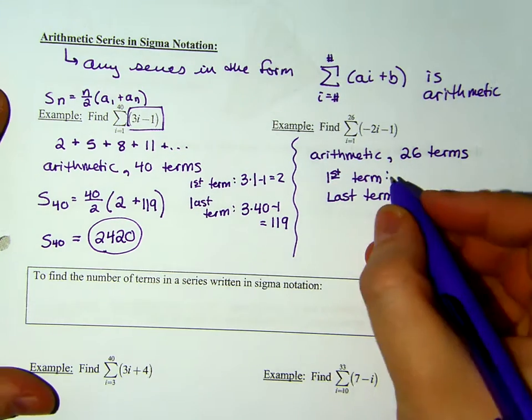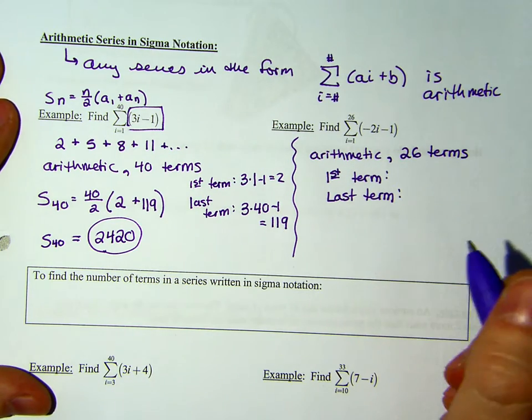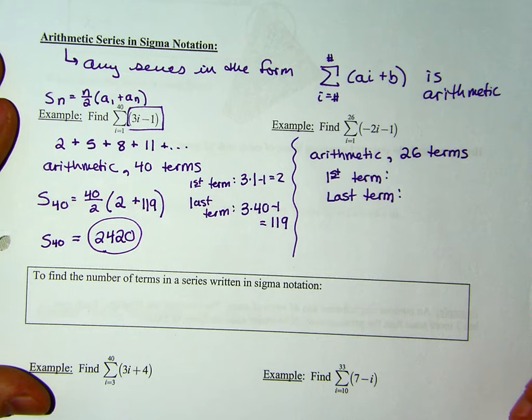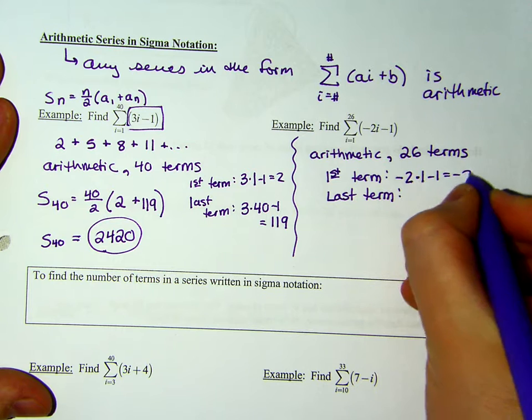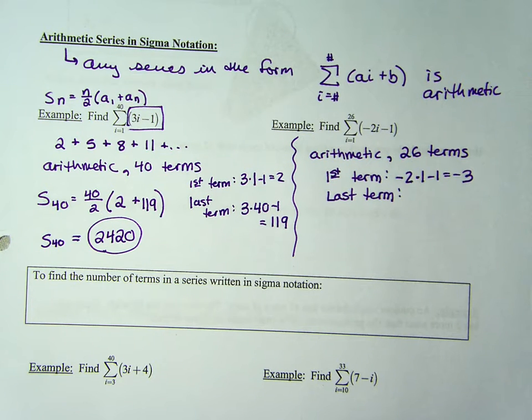That's the number I'm looking for. So the first, how did you get -3? We're just plugging in 1, plugging in that lower limit. 2 times 1 minus 1, -3.